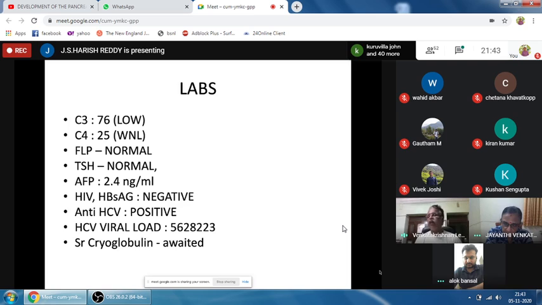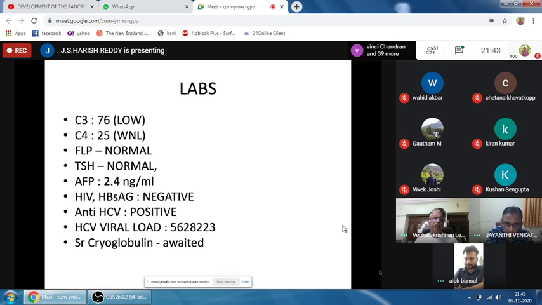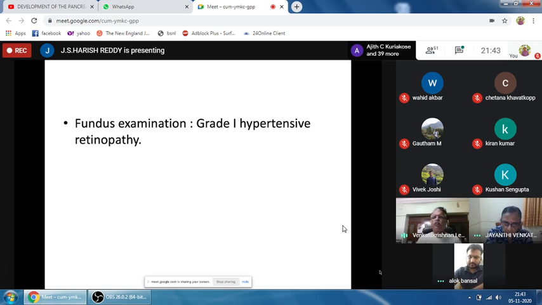So probably what we are dealing with is an untreated or reinfection hepatitis C with a high viral load, and probably we are dealing with mixed cryoglobulinemia induced glomerulonephritis in this patient. Do you want an eGFR in this patient? Creatinine was 1.8. Okay. So I think generally it was 50 or 47 ml, so we did not go ahead with a CT scan in this patient. Can we go to the next slide? Fundus examination showed grade 1 hypertensive retinopathy. Next slide. Yeah.